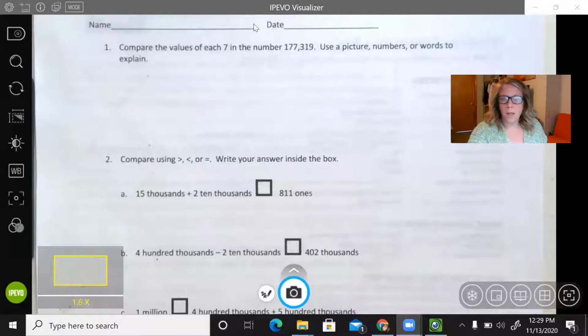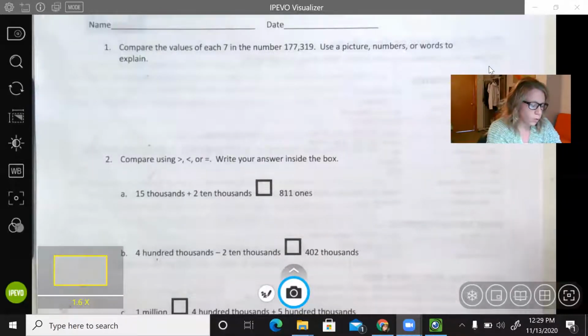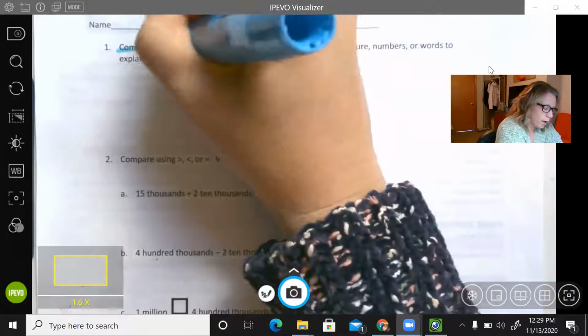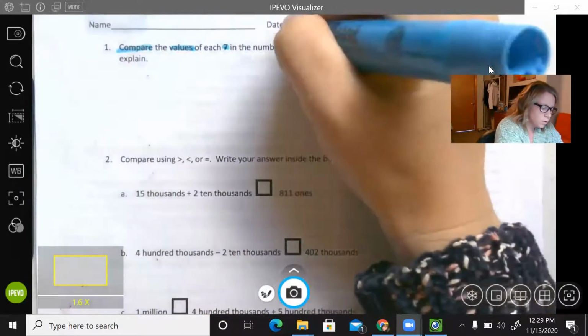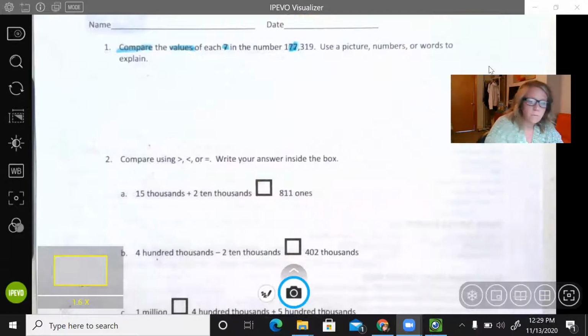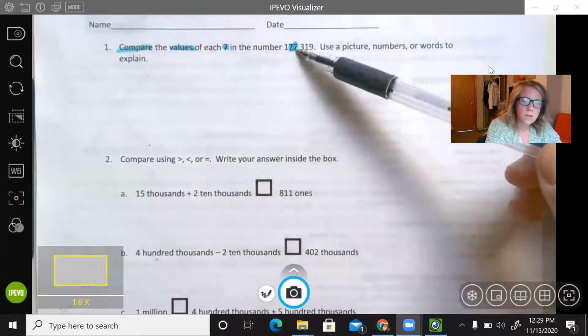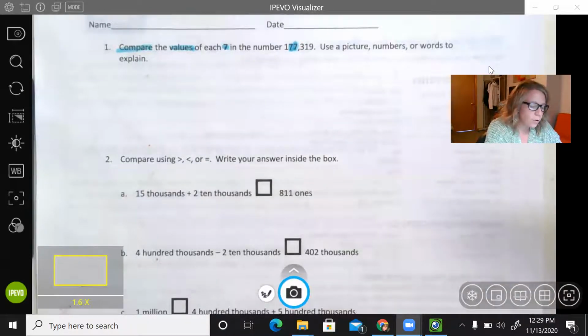Number 1, compare the values of each 7 in the number 177,319. Use pictures, numbers, or words to explain. So your job is to compare values of the 7s. So you're going to look at what place value each of these 7s are in, and then you're going to compare the value of each of those 7s.